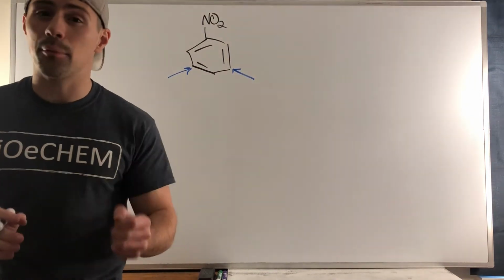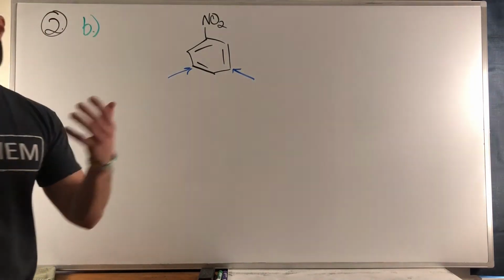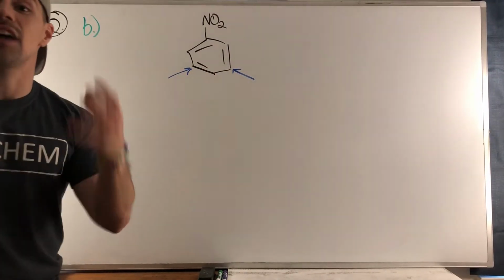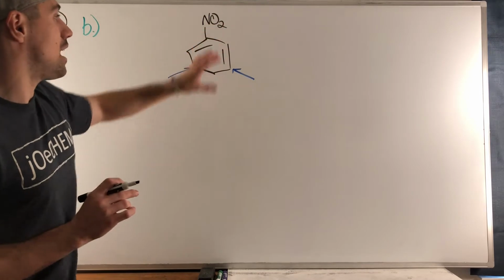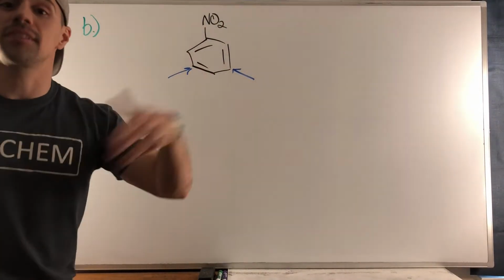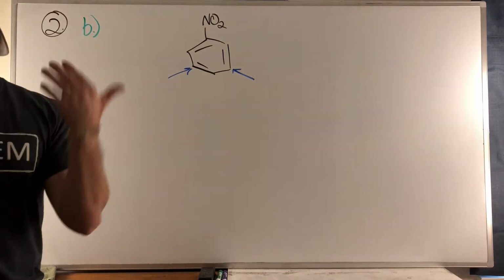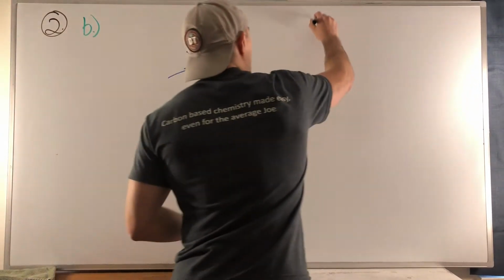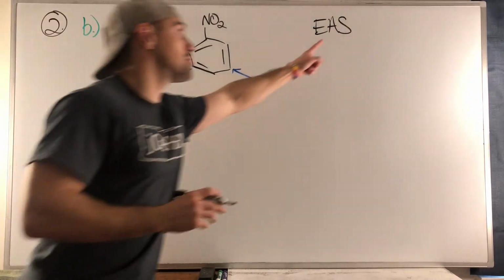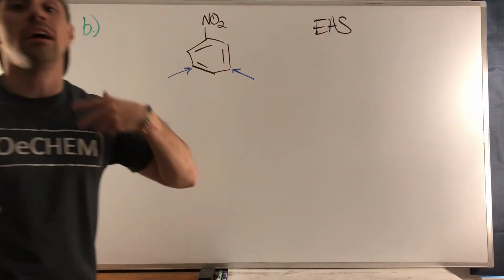Okay, gang, to round out problem 2 with part B, we have a very similar task, except this time we have not an EDG, but an EWG. We have nitrobenzene, and we're tasked with explaining why nitrobenzene directs meta in subsequent EAS reactions. Now, it might be a broken record, but remember, EAS, electrophilic aromatic substitution. We're going to be substituting electrophiles onto aromatic compounds.